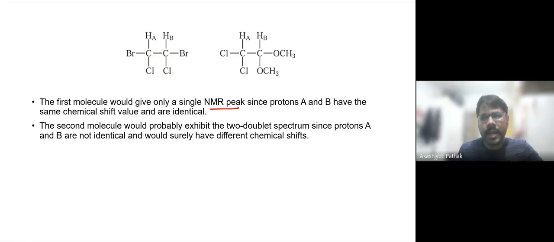But if you see these two protons for this molecule, so this is your first molecule and this is your second molecule. If you look at this molecule, the HA proton is near two electronegative atoms like chlorine and chlorine. These two electronegative atoms are different from the groups which are present near the HB proton.